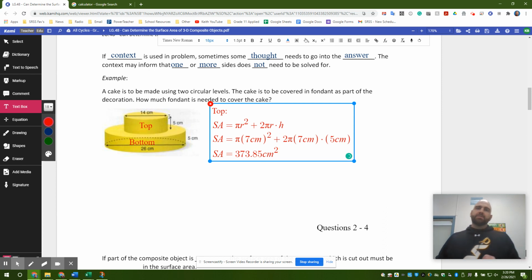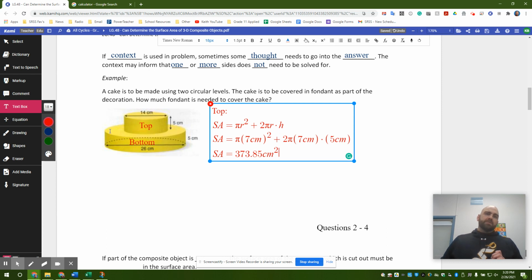All right, that's the surface area of the top. Now you'll notice with that, we didn't actually calculate the bottom of that top piece, the base, because we don't see it. So we just did one of them, and we'll do the same thing on the bottom.